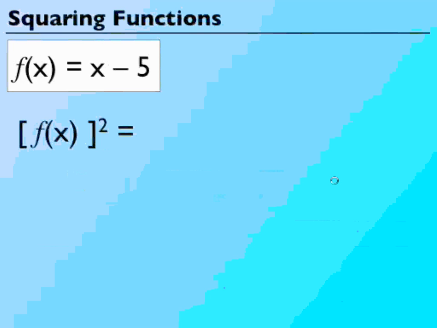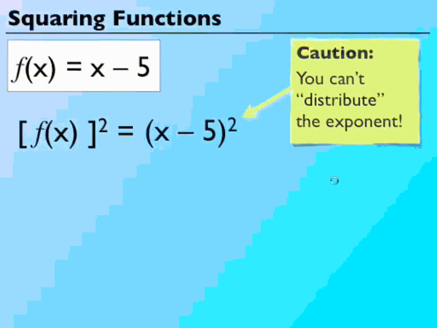F of x squared. So what does that mean? That means x minus 5 squared. Okay, so big caution right here. Write this down. People always mess this up. You can't distribute the exponent. Distribute only works when we're multiplying things. When a number is being multiplied by parentheses.